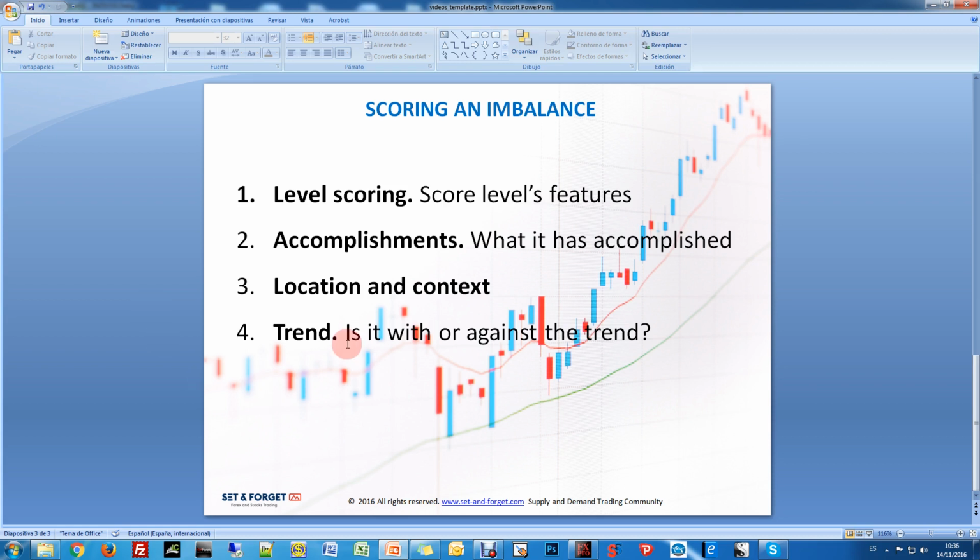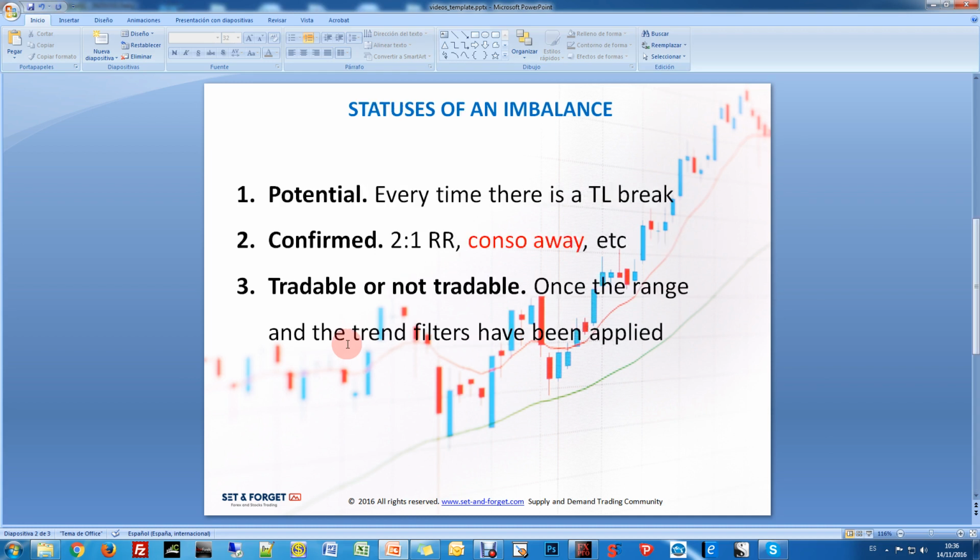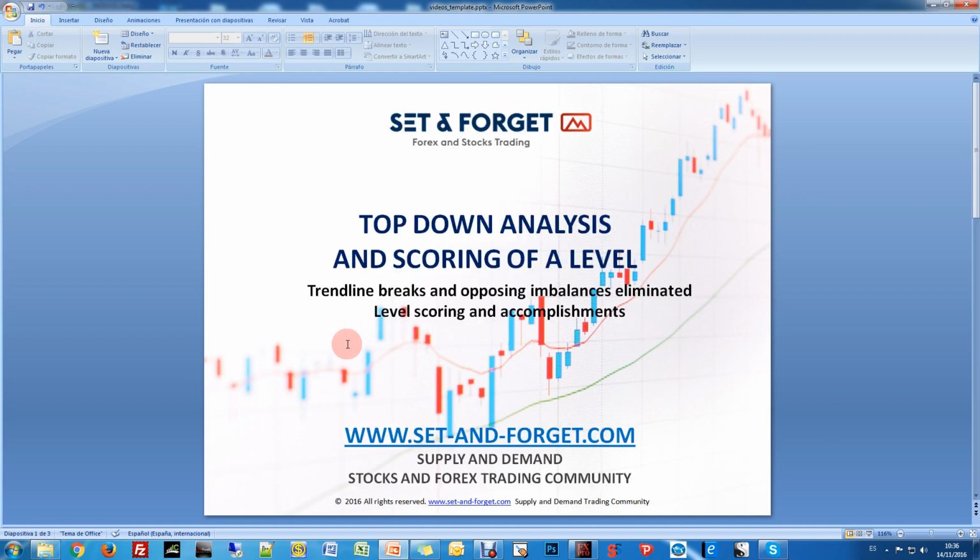So having said that, let's go and take a look at one analysis. Let's do a top-down analysis, and we'll see how we apply the realignment rules, we see the range, how high, how low.